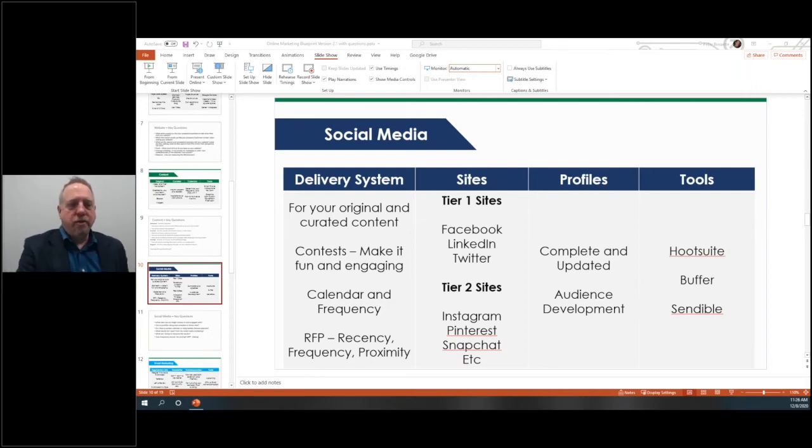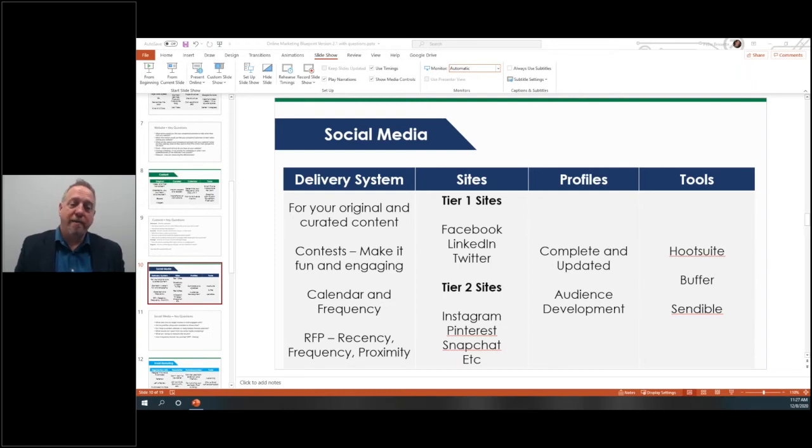So just some tips there in terms of delivery system and how frequent you need to be in terms of posting and working with your content on social media platforms. So what are the sites, right? Again, who's your target market? Where are they? Facebook. I've actually listed Instagram here as a tier 2 site. I don't really believe that necessarily when it comes to your target market.